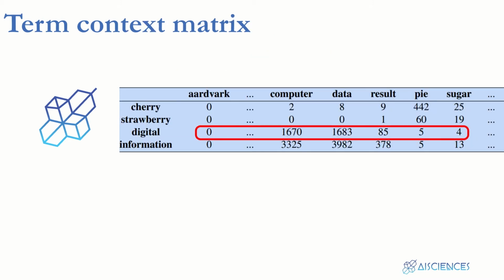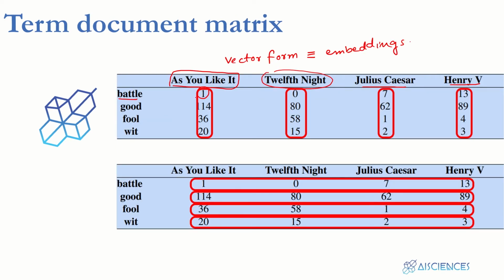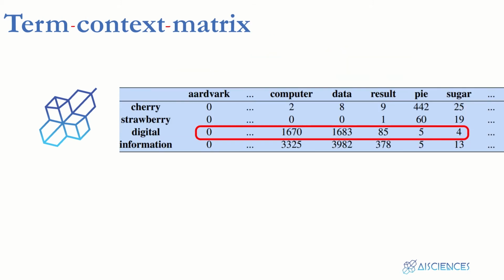Another kind of matrix is called the term context matrix. That is also a very common way of representing the counts of different words. Here in the term document matrix, we count words as appearances in different documents. Here in the term context matrix, we count words based on their contexts. So for example, think of a sentence: hello, how are you, let's say.